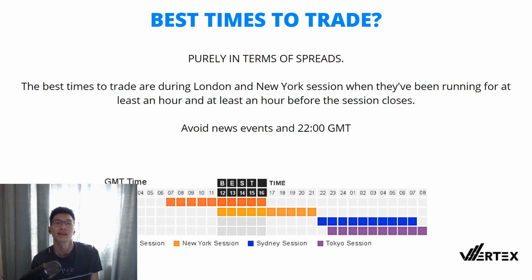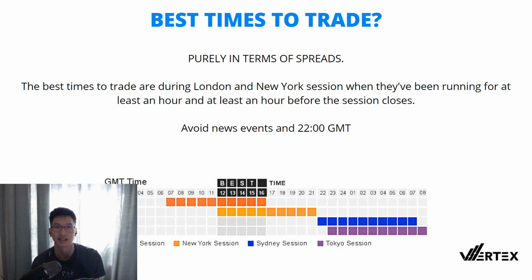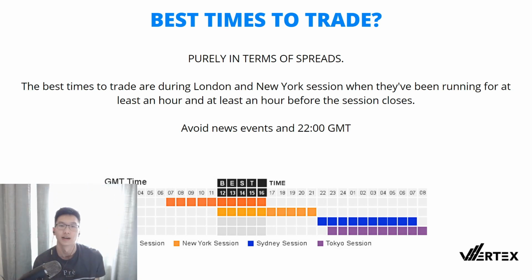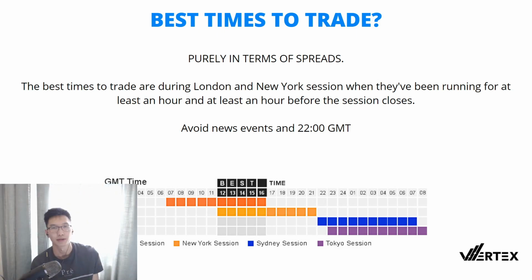Best times to trade. This is purely in terms of spreads. I'm not saying these are the best times to trade for pips or making money or anything like this. This is purely based off getting the best spreads possible. Now, best times to trade are during London and New York session, when they've been running for at least an hour, and they're at least an hour before session closes, because that's when volume tends to spike before and after the session. Avoid news events and 10 o'clock GMT. You really want to be avoiding that.